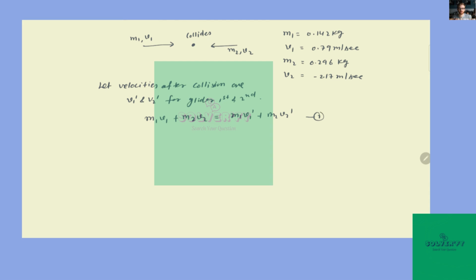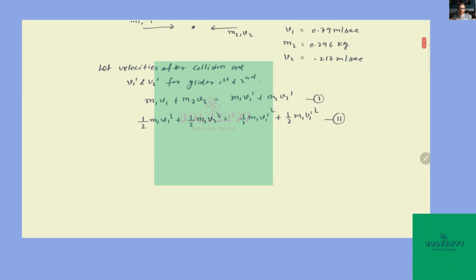Since it is an elastic collision, kinetic energy will also remain conserved. So the second equation we get is that the initial kinetic energy, half m1 v1 square plus half m2 v2 square, is equal to 1 by 2 m1 v1 dash square plus 1 by 2 m2 v2 dash square. This is our equation second. Now from equation first and equation second, we can find the value of v1 dash.